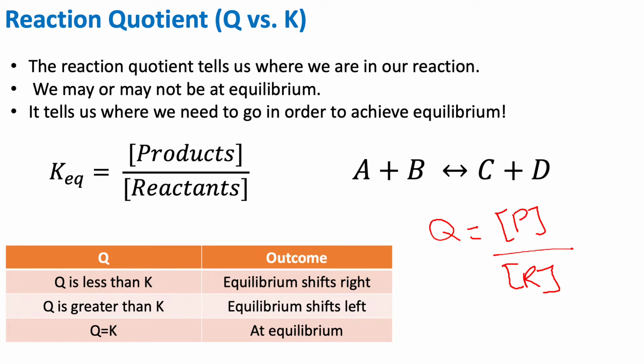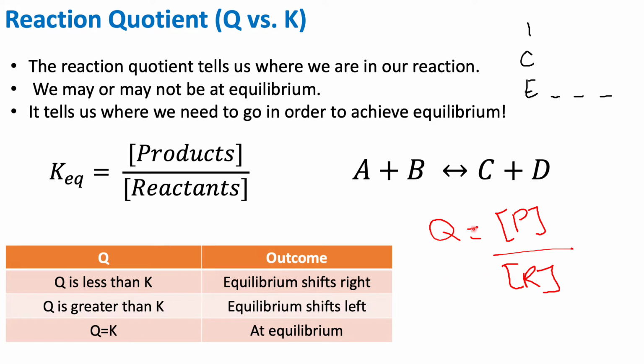But remember how normally when we calculate our KEQ, we always have to use those ICE tables and we have to use those values at equilibrium in order to calculate our KEQ. In this case, when we calculate our reaction quotient, we do not need to use an ICE table because we do not need to be at equilibrium to determine our reaction quotient. So to find our reaction quotient, ICE tables are not needed because we do not need those equilibrium values.